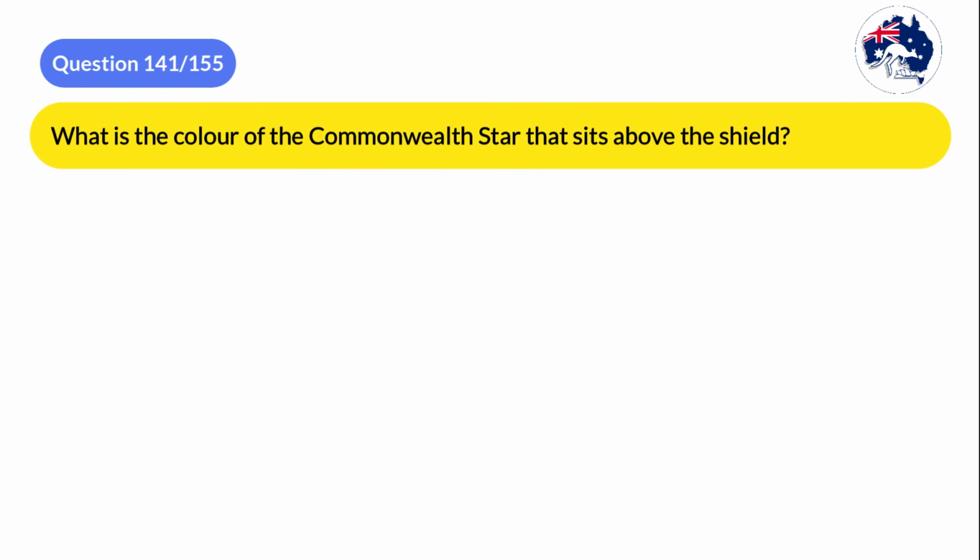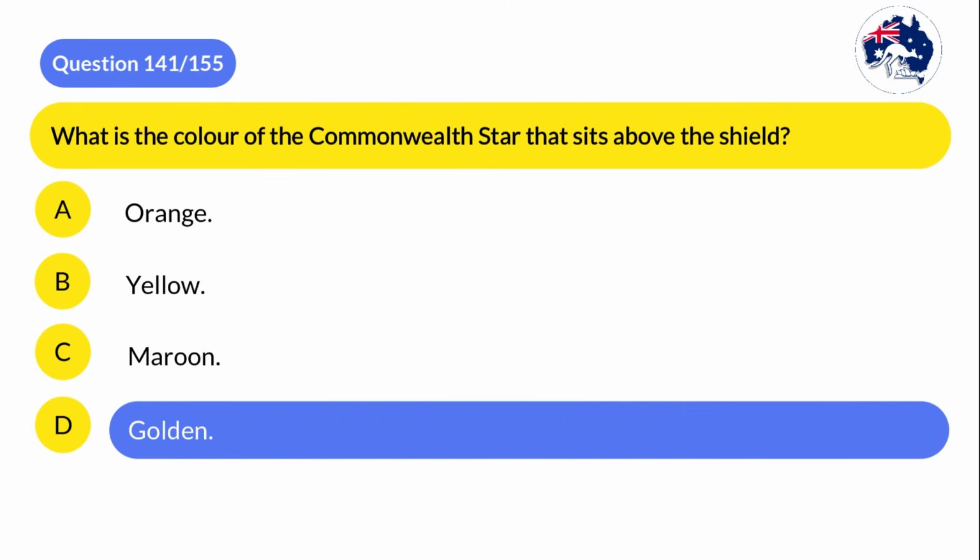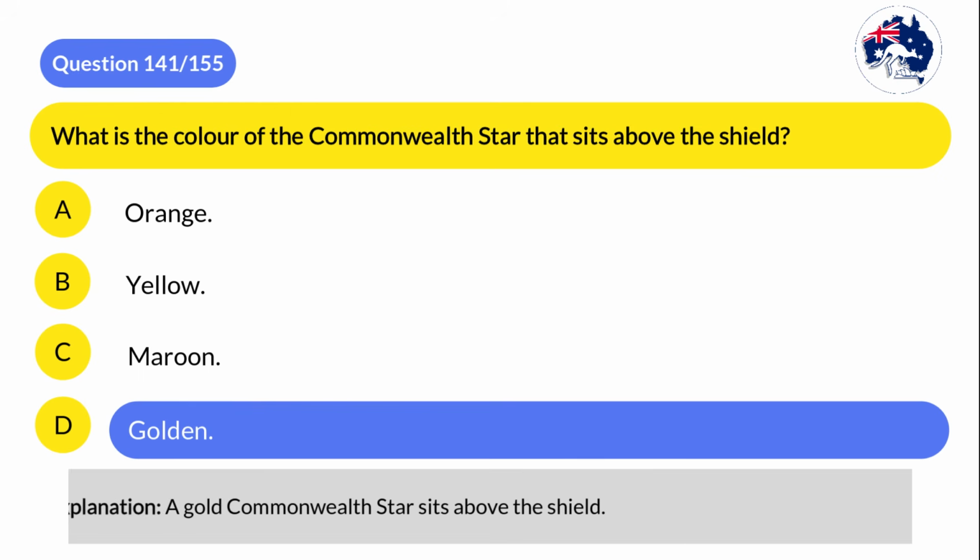Question 141. What is the color of the Commonwealth star that sits above the shield? A. Orange. B. Yellow. C. Maroon. D. Golden. The correct answer is D. Golden. Explanation: a gold Commonwealth star sits above the shield.